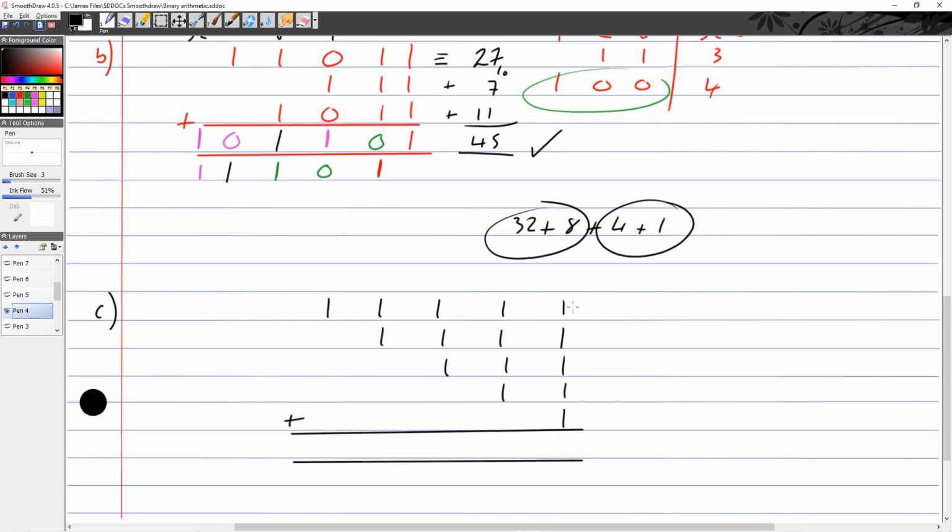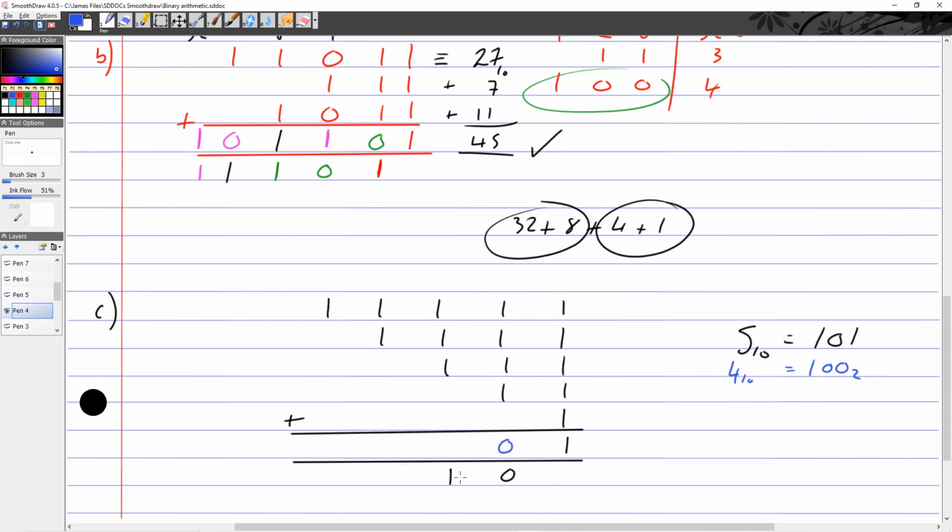Now remember, here we have 1 plus 1 plus 1 plus 1 plus 1. That's 5 in base 10, but in binary 5 is a 4, no 2's and a 1. So the answer to this first addition is 101. Next we have 1, 2, 3, 4, and nothing there. So 4 is 100 in base 2.